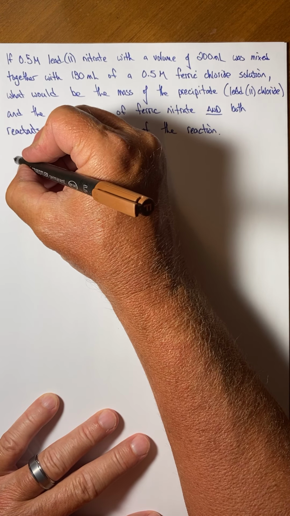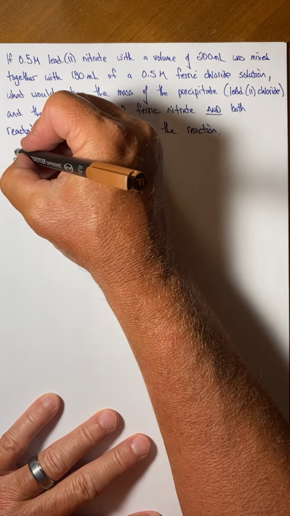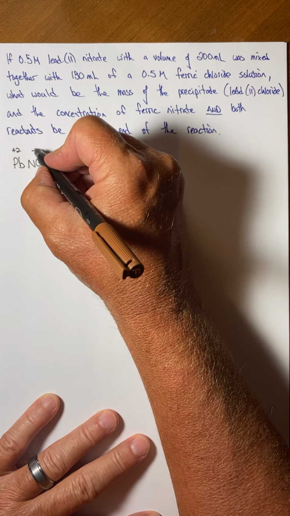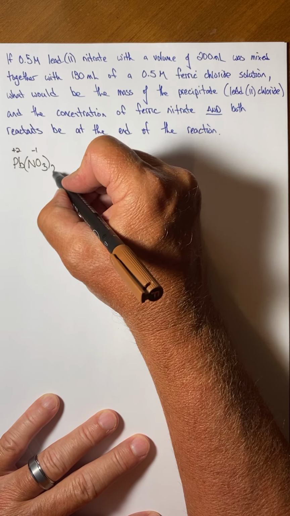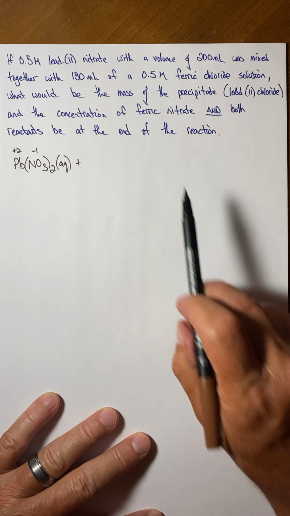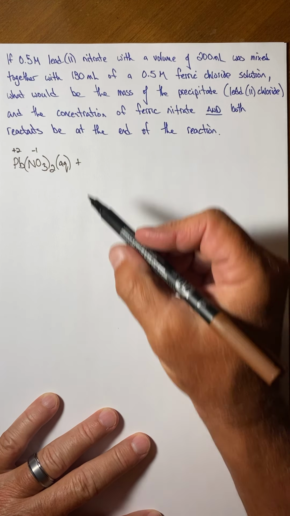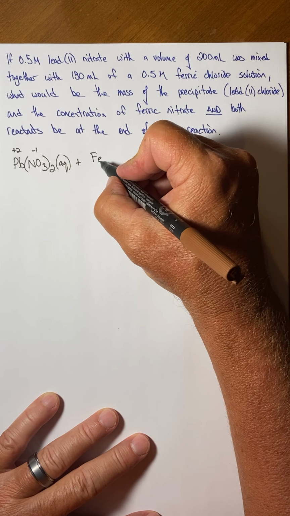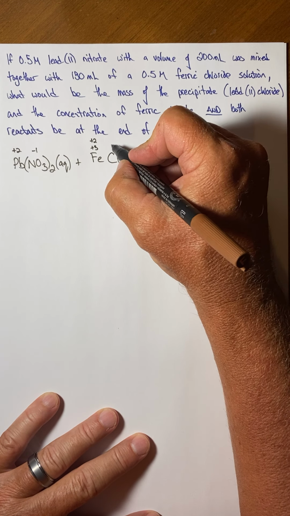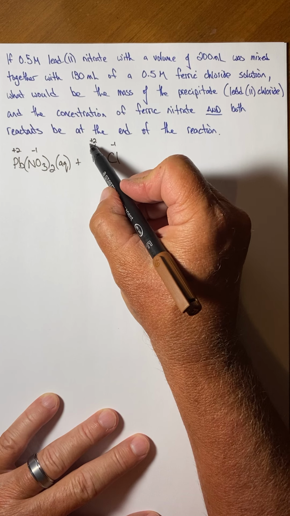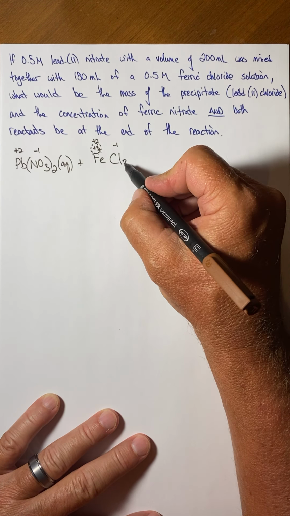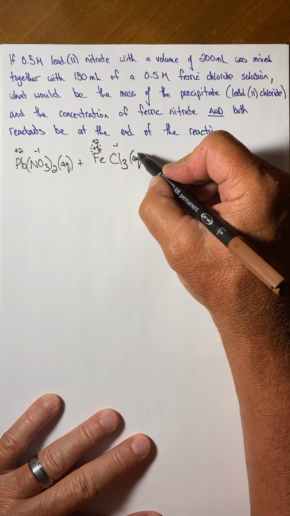So lead 2 nitrate, lead's going to have a valence of +2. Nitrate is -1. When I crisscross, I'm going to get this. It's aqueous. I know that because it's a solution. It's going to react with ferric chloride. So iron has 2 valences, +2 and +3. Chloride is -1. Now ferric means I'm going to take the higher valence. So when I crisscross the 3 and the 1, I'm going to get that. Again, that's a solution.